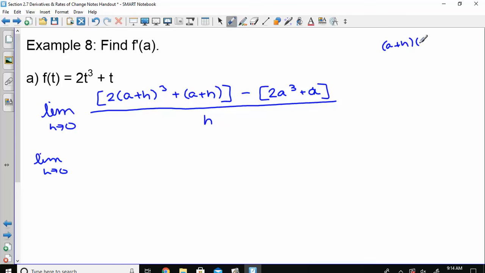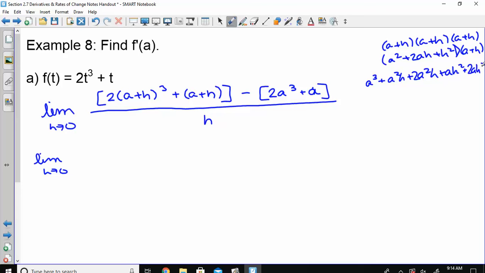If you want to come out to the side and do the a plus h cubed. So if I FOIL the first two, we get a squared plus 2ah plus h squared. So then if I distribute, we get a cubed plus a squared h plus 2a squared h plus ah squared plus 2ah squared plus h cubed.